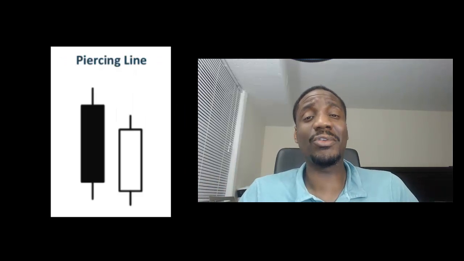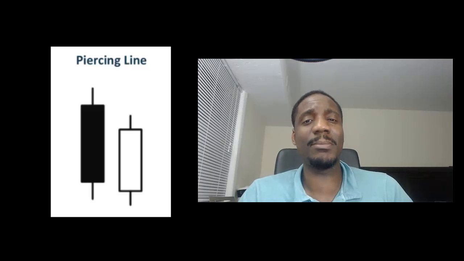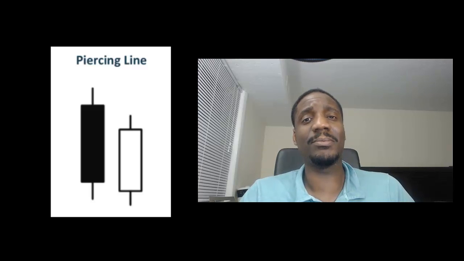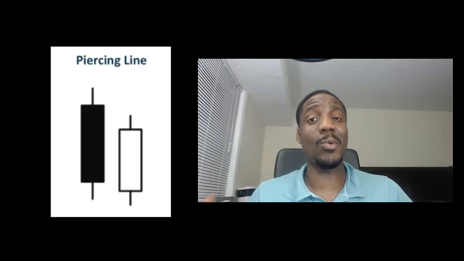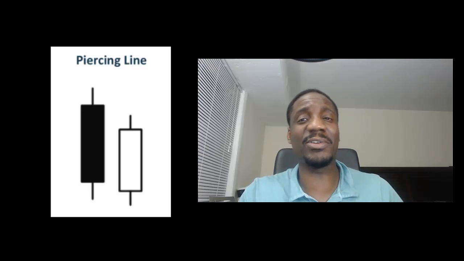The next pattern I'm going to show you is called the piercing line pattern. This one also happens in a downward trend. And the way it works is you're in a downward trend. You have a bearish candlestick, and then the next candlestick opens lower than the bearish candlestick, but buying pressure pushes it up to somewhere in the middle of the body of the bearish candlestick.